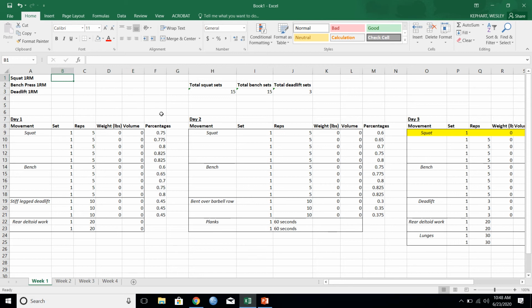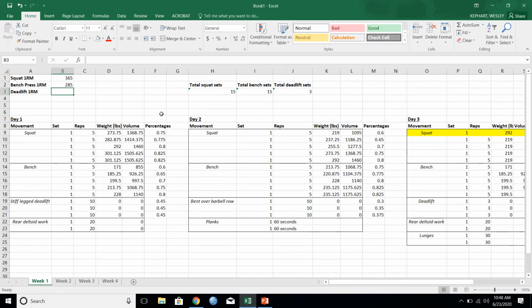So let's say that someone has a one repetition max squat of 365, one RM bench of 285, and a one RM deadlift of 425. So there, that should auto-populate all of these so that they know what they're doing on any given day. So if day one is it, if it's a Sunday, Monday, Tuesday, Wednesday, it doesn't really matter. There will be five total sets. All five reps.